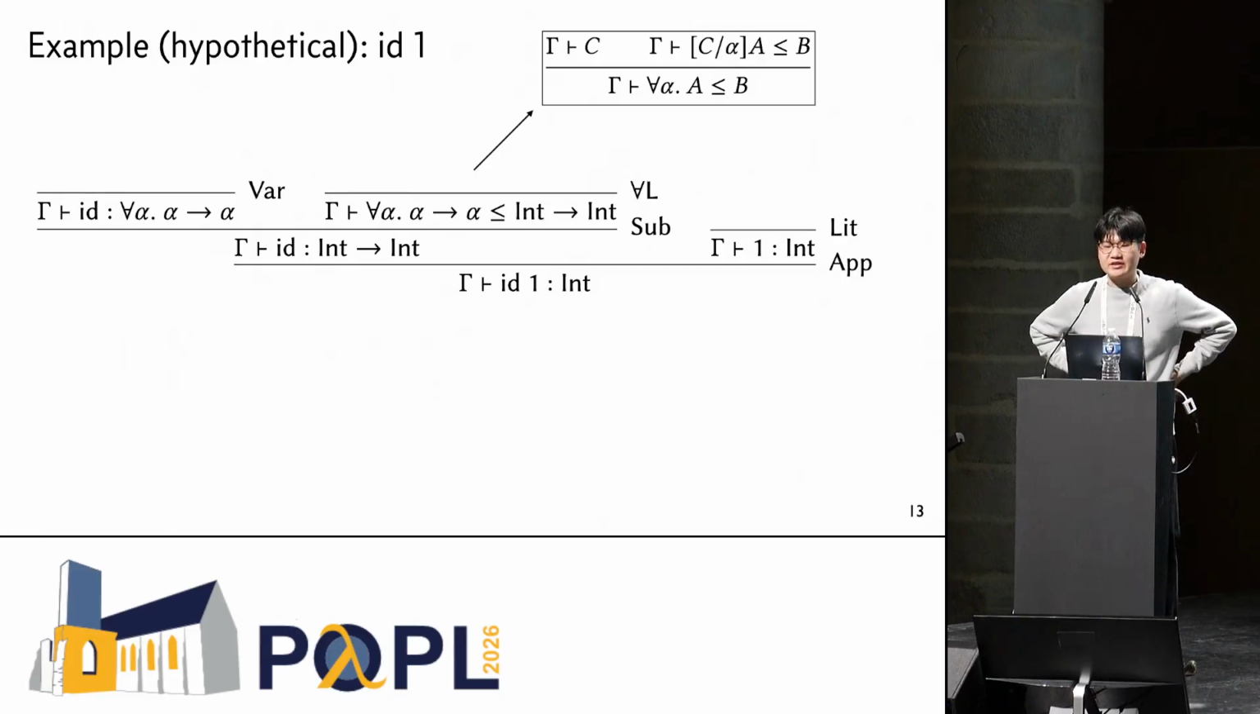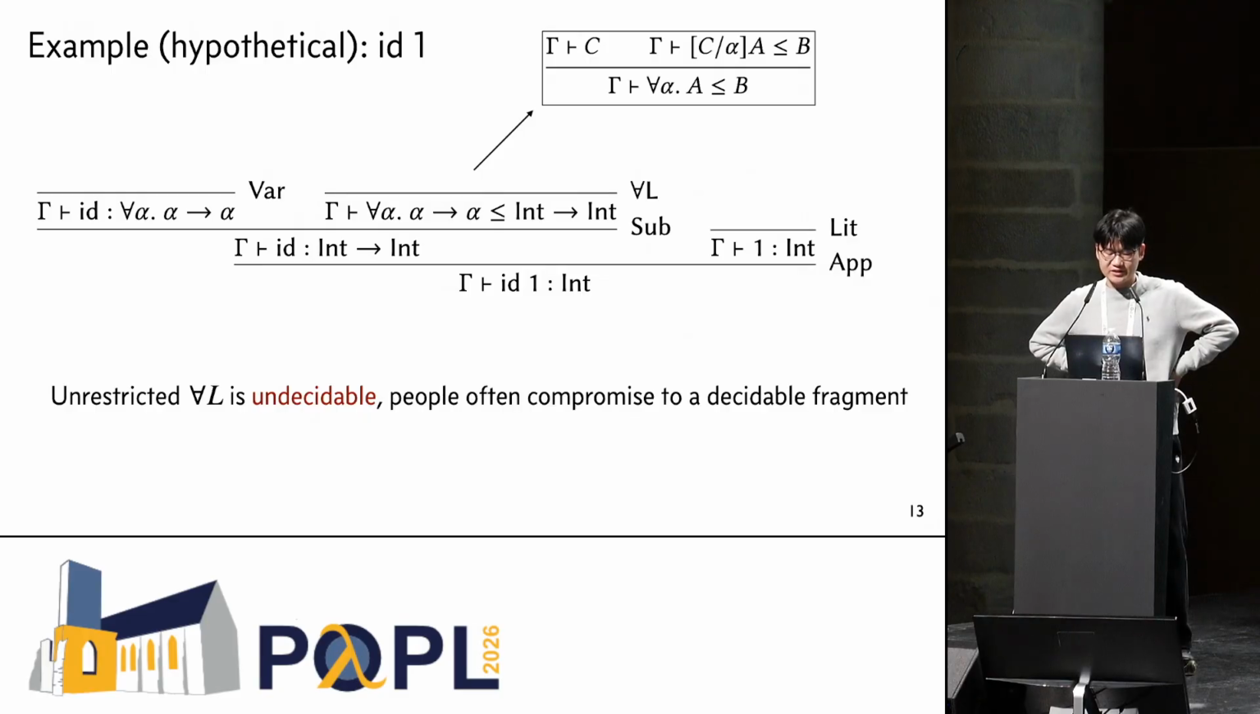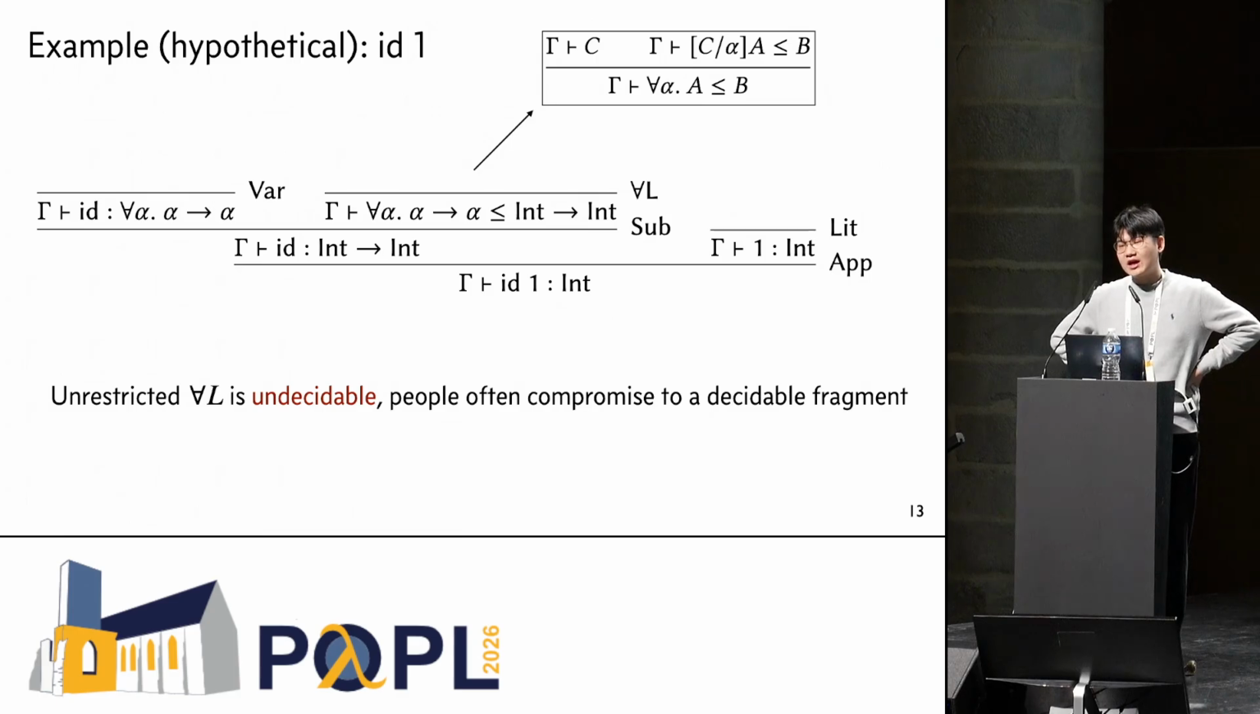This rule is great. It's very powerful, supports implicit polymorphism, but unfortunately, the unrestricted for all left rule is proved to be undecidable. So people often compromise to a decidable fragment. For example, the predicative type inference algorithms restrict the C to be monotypes only. So what's our version of restrictions? How do we achieve a decidable for all left rule?